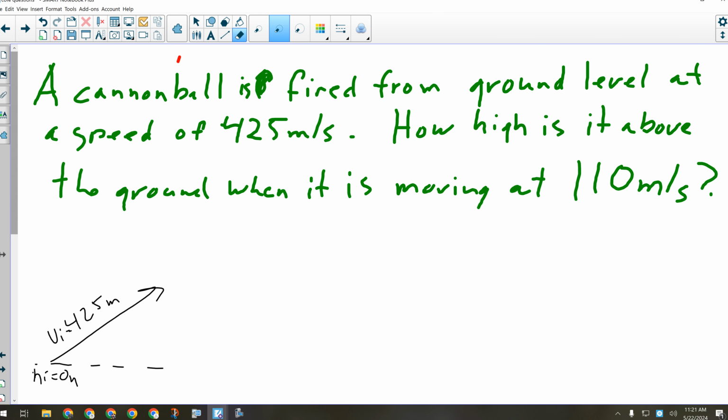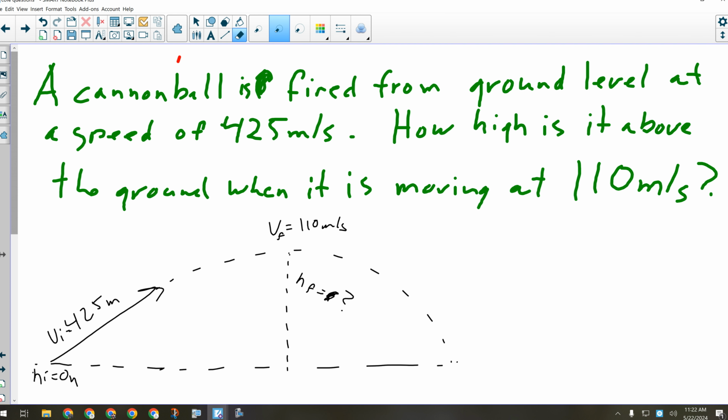All right, cannonball is going to do what all projectiles do. It's going to follow an arc that encounters the ground some distance away, preferably a long distance away. So what I'm looking for here is what height it's at when it's moving at 110 meters per second. That may or may not be that point. It's somewhere in the arc. Okay, that's what we know. So I'm looking for final height.